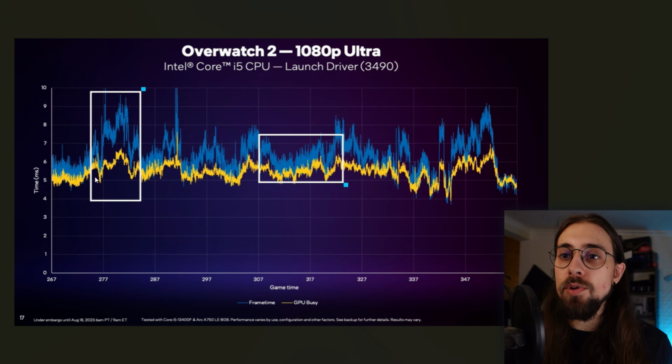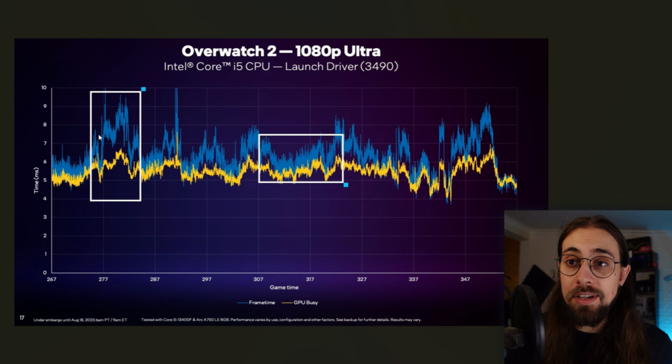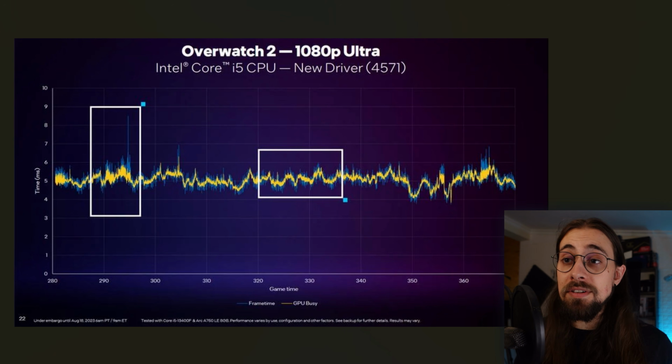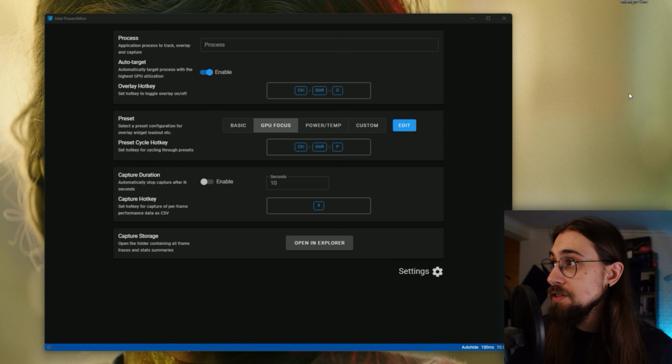As you can see, the GPU busy in yellow. In this scenario, for example, in here and in here, or even in here, we can see that the frame times are way higher, meaning that the CPU isn't able to do the work properly. Something that was fixed, of course, in the newer Intel drivers, because the lines are now more or less on par with each other, and it shows in the Intel presentations.